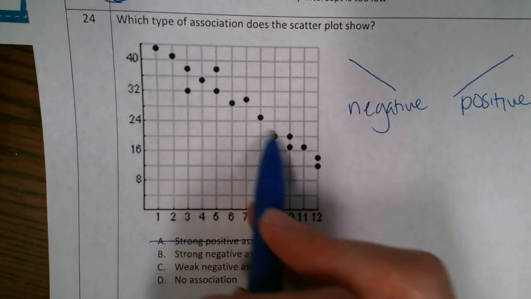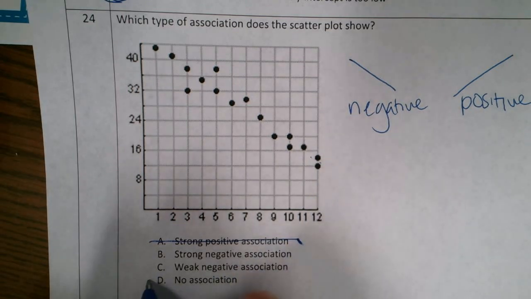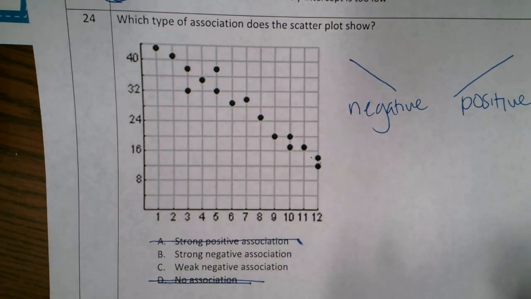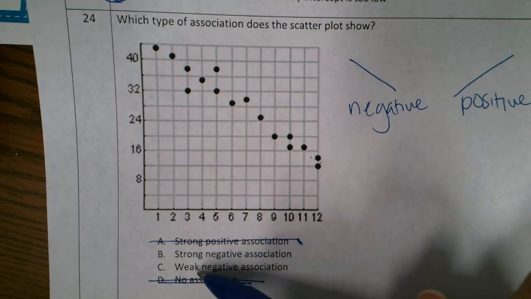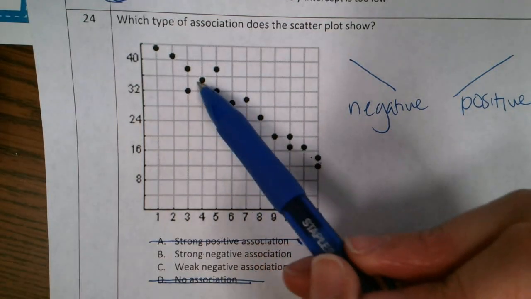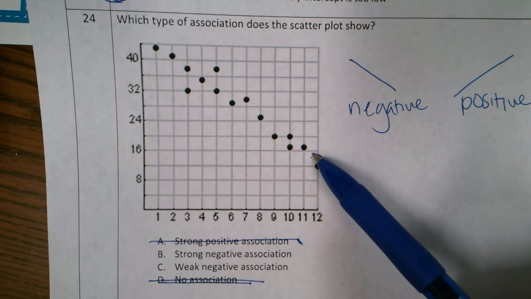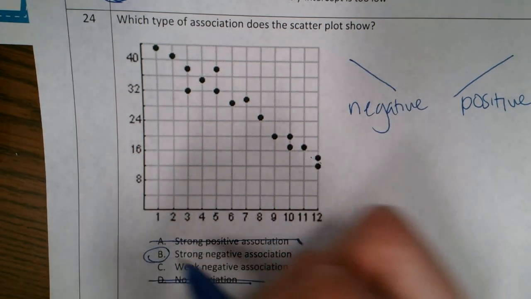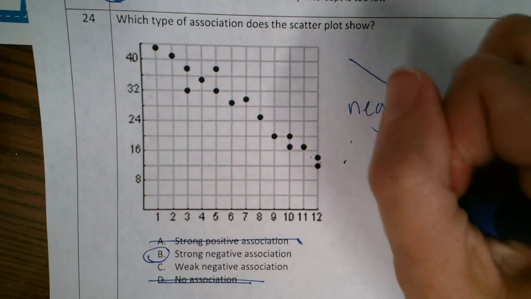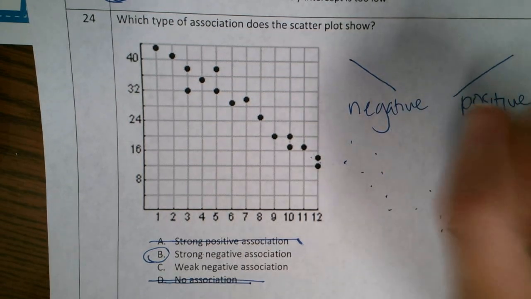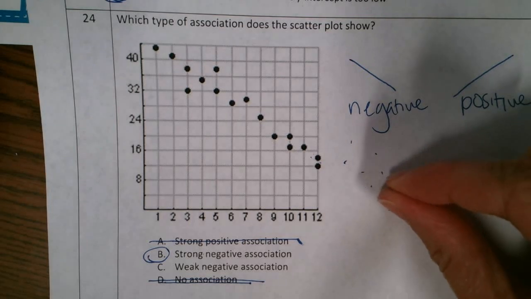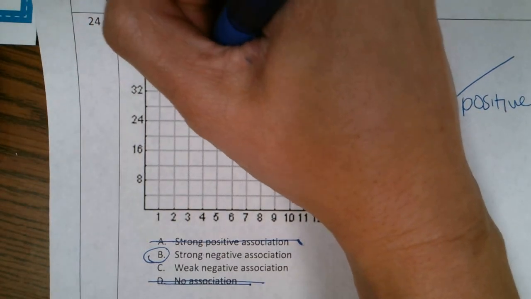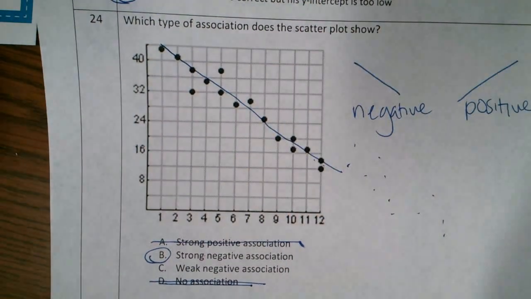They look like they fit together to make a line, so there is an association, so we don't want to say no association. We have to decide between strong and weak. These are pretty close to making a line, so that's going to be strong. Weak would be if they were scattered out more, but still going down, and not so close to a line. But these fit very close to a line, so that's going to be strong.